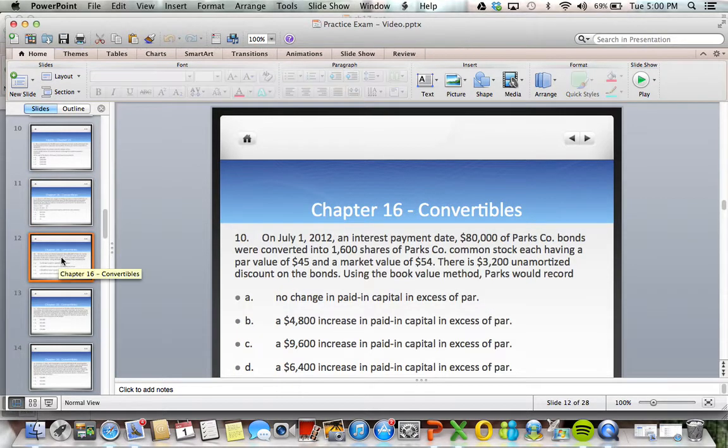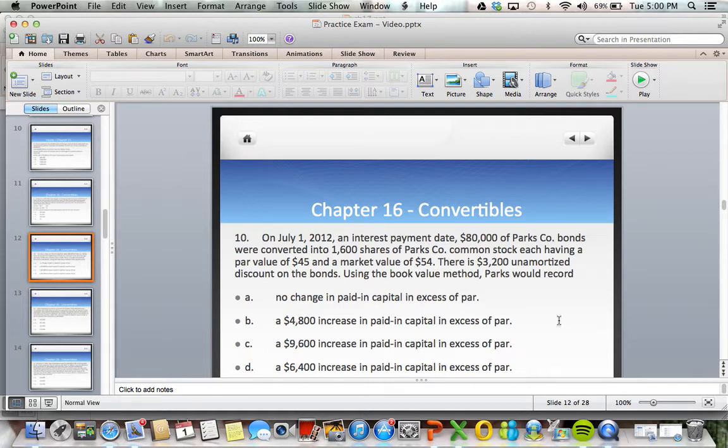Now moving on to question 10, we have a bond here with an interest payment date, 80,000 par, and they're converted into 1,600 shares of common stock, each having a par value of 45 and a market value of 54. And there's 3,200 of unamortized discount on these bonds, and this is the book value method. So what is the entry to increase paid-in capital?